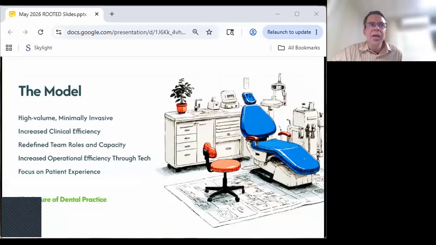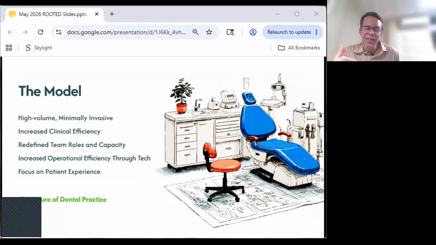So the model. This is actually why I'm here, because we published an article in, I think it was February or March, in the California Dental Association Journal. And basically we're talking about this model. These are the 5 pillars of the model. This is something that you can implement whether it's private practice, whether it's the FQHC. You can actually do this in a medical facility. It all works. But basically it's predicated on high volume, minimally invasive care.